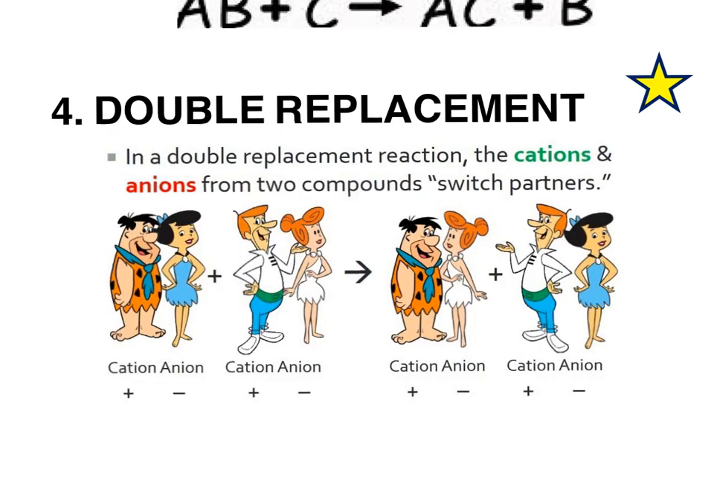The last one is double replacement. Now, double replacement is when my cations and my anions form and they switch partners. So I'm going to see 2 of cations and anions, but I'll see that switch. So for example, on my left side, I have Fred and Betty, and I have George and Wilma. But now my anions switch spots when I go to the right of my arrow. So now I have a new cation and anion and a new cation and anion. This is an extremely easy one because you're going to see two types of compounds, but you're just going to see the cation switch or the anion switch.